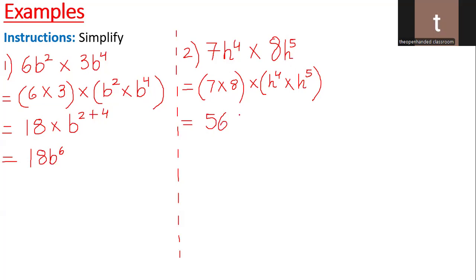We're gonna multiply that by what? H, and we're gonna do what with the powers? Power of 9. We add the powers. Very good. 4 plus 5, because remember, if it's the same base, we add the powers, right? And so it is gonna be equal to 56 H to the power of what is 4 plus 5? That's gonna be what? 9. So 56 h to the 9.